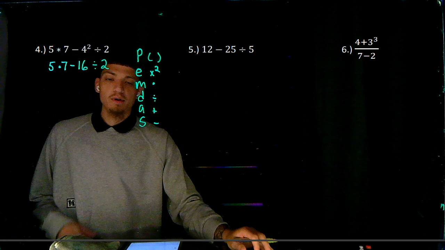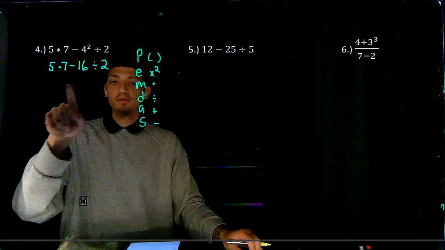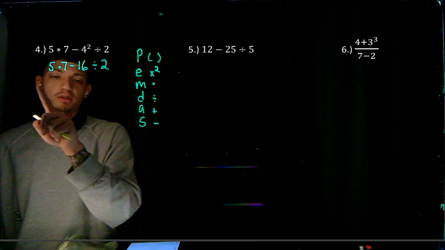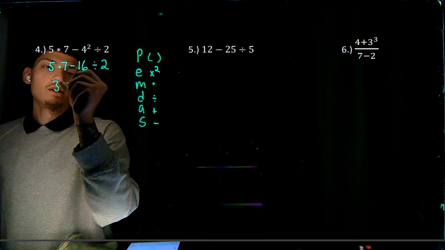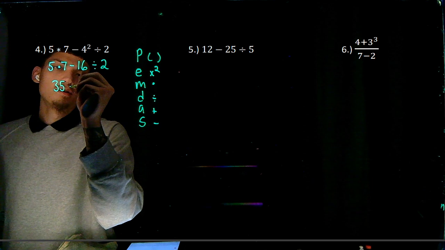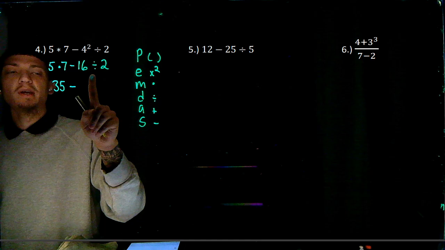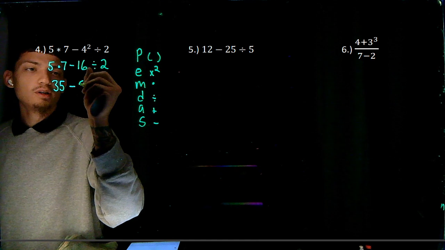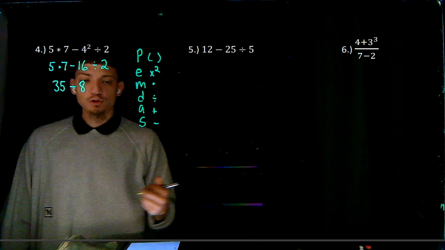And now we're down to multiplication, subtraction, division. And remember, we always solve left to right. So when solving left to right, I encounter 5 times 7 first, which is 35 minus. And then I keep solving left to right. I see division over here, 16 divided by 2, which is 8. Then 35 minus 8 is 27.